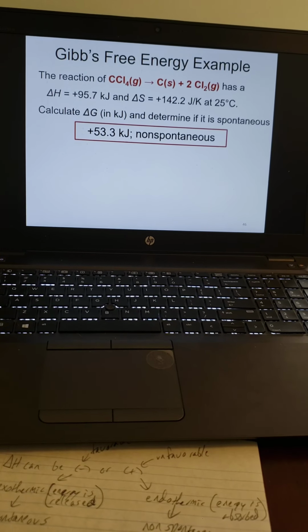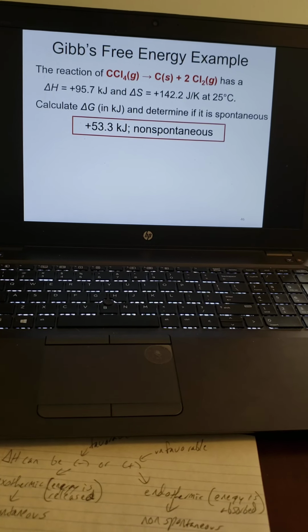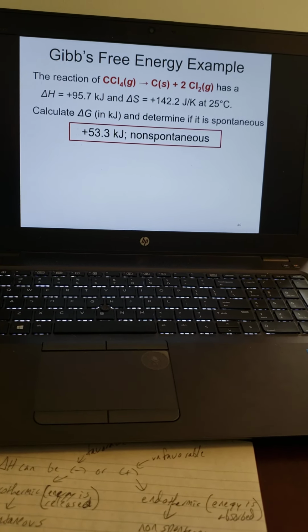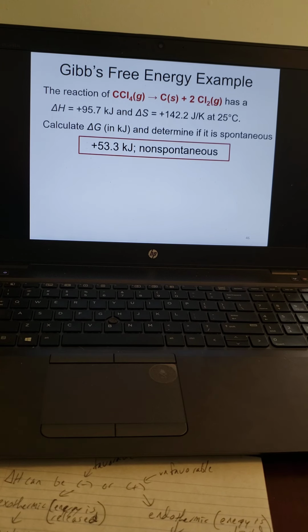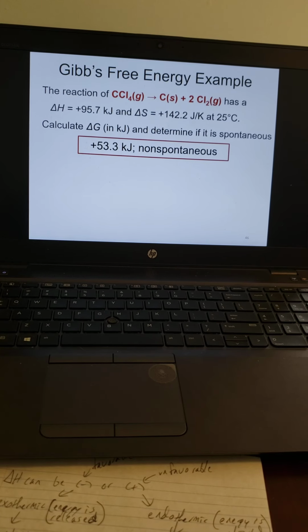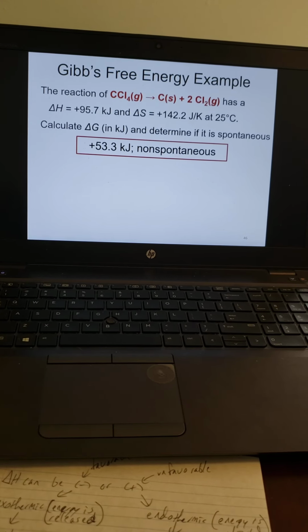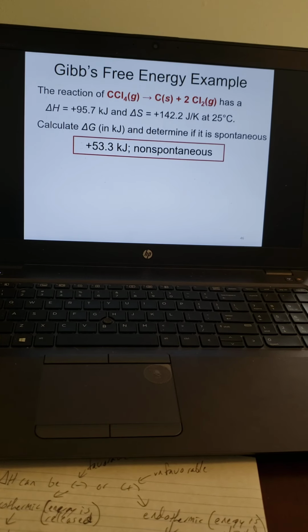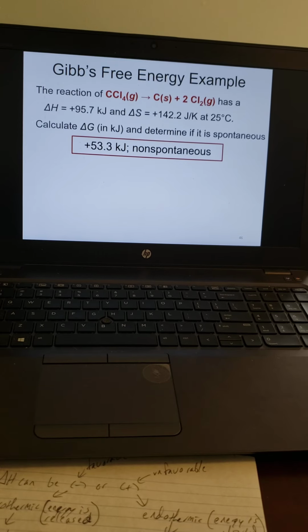Positive delta G means non-spontaneous in the forward direction. So let's think about it. I mean, this makes sense, right? Delta H said it was going to be non-spontaneous. Delta S said it was going to be spontaneous. But delta S has a much smaller effect than delta H does, right? Because delta S is in joules, delta H is in kilojoules. But you're multiplying delta S by the temperature. So here's the deal. If the temperature is cranked up enough, then it should become spontaneous, right? But we need a really high temperature to make this thing spontaneous.